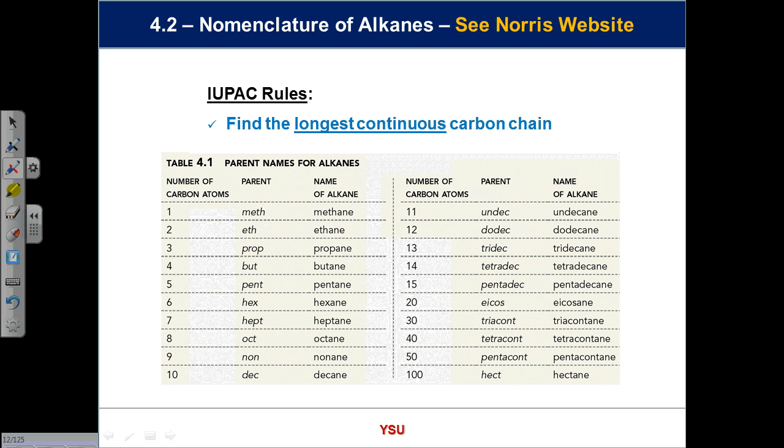So the longest chain now needs a name, and I'm going to ask you to learn up to 12. It's not as arduous as it sounds, because most of it is logical after you get to 5. The prefix for 1 is meth. It's not methane. A methyl group, when we see it, is a CH3 group. Methane is CH4. So we have 1 hydrogen taking off, and we can use that extra valence to bond to something else. So this becomes a substituent on something else. So meth is number 1, eth number 2, prop number 3, but number 4, and then it gets logical. Pent 5, hex 6, hept 7, etc.